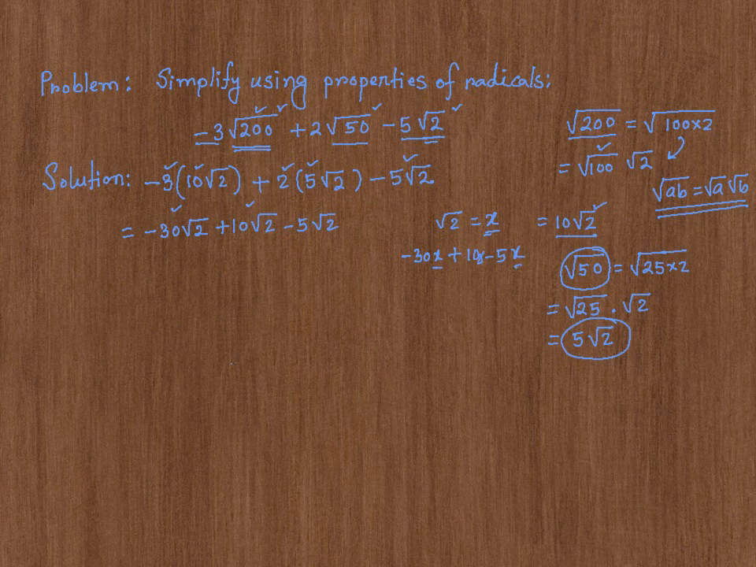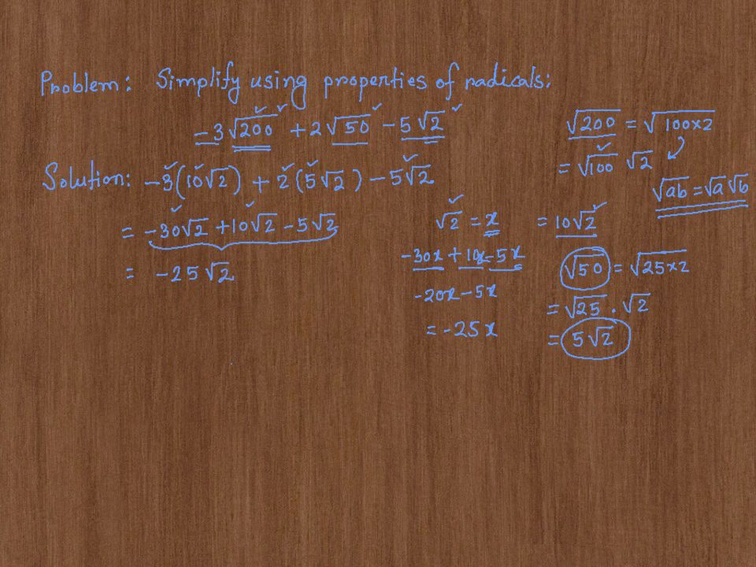Remember, x is actually square root of 2. So now negative 30x plus 10x is negative 20x. Then negative 5x, that means subtract 5x from it. That's going to give me negative 25x. So in essence, if I combine all of this, I'm going to get negative 25 times square root of 2. And that should be your answer.